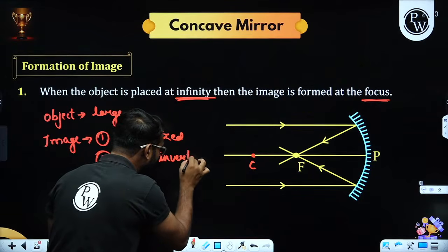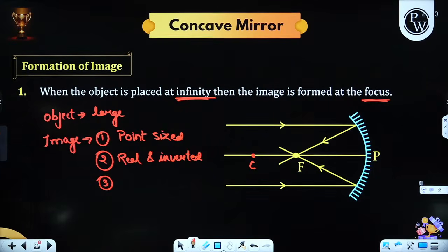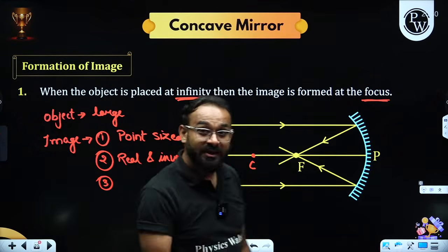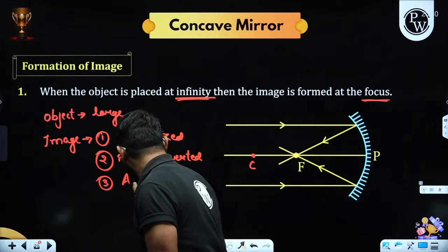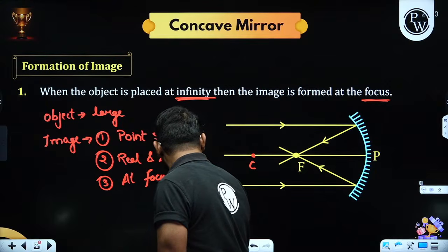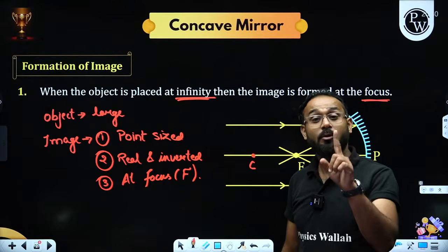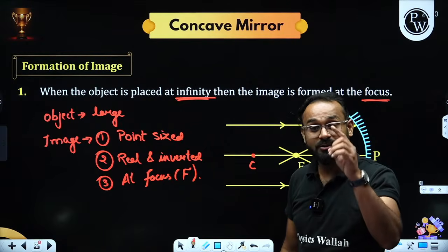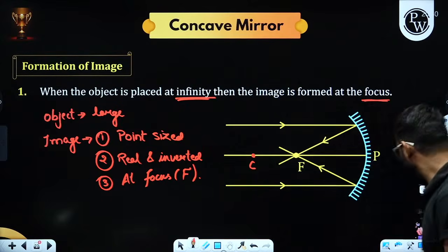Have you got it or not? And the third property. Where has it formed? Sir, it has formed at focus. We have understood this. Properties we already knew. You need to remember all the properties, and by practicing this, it will be quite easy.